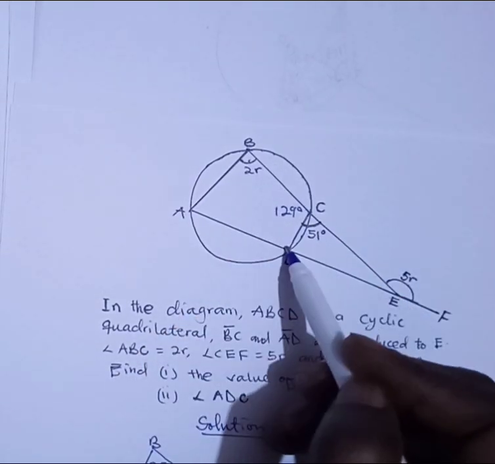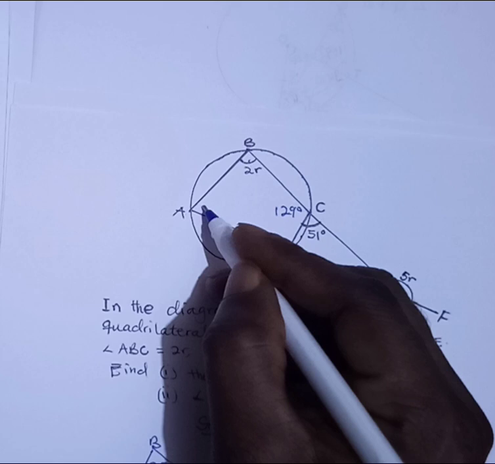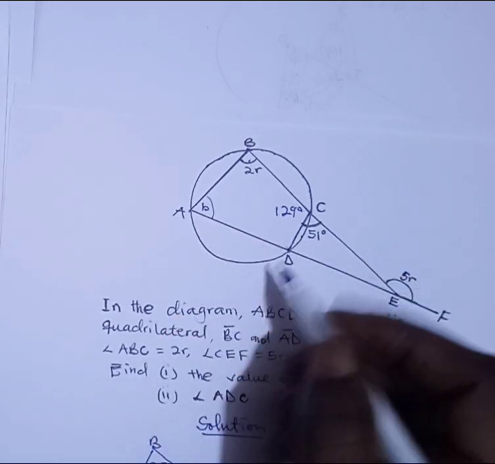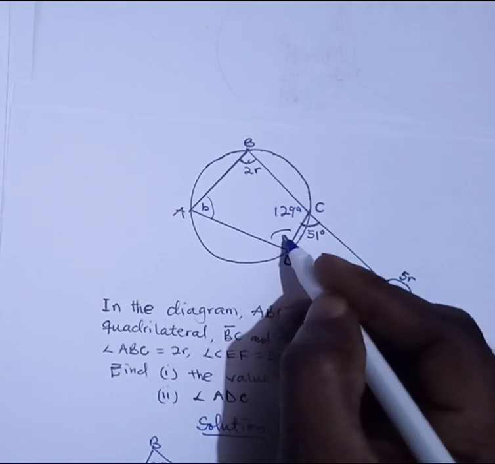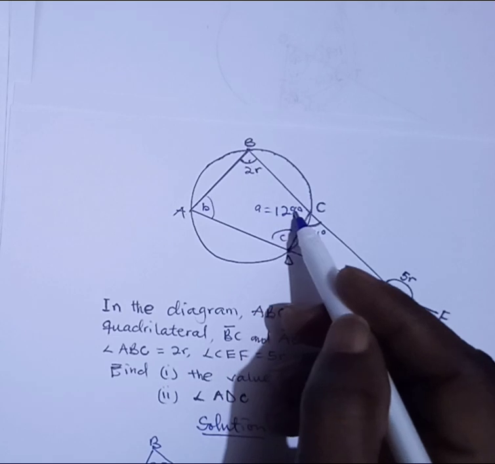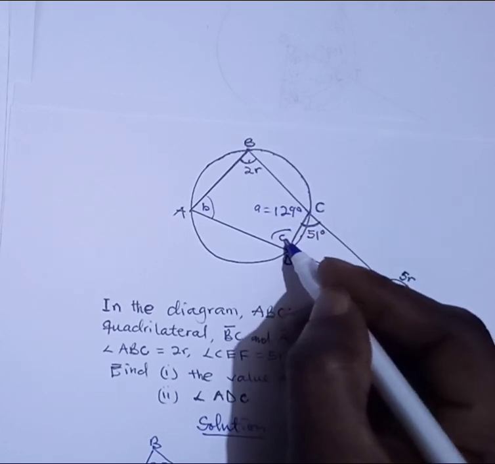This angle is also opposite to this angle. So let me call here angle B. Let's see, this is angle B. Good. And let me call here angle C. Already we called here A and we got 129. So let me call here small c.